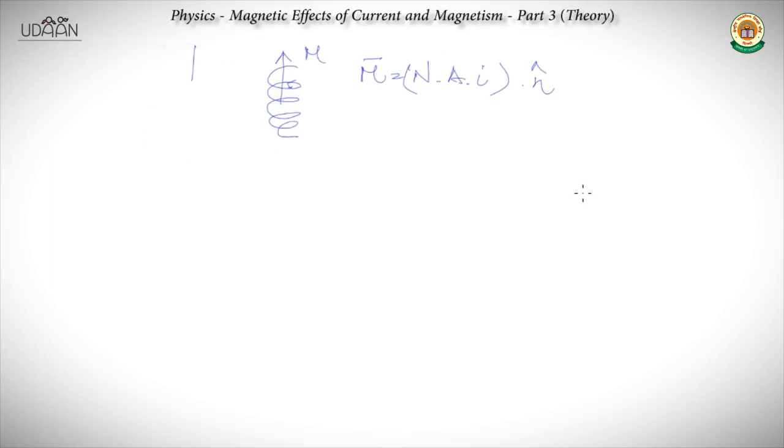Now let's see the torque on a coil or a magnetic loop kept inside a magnetic field. So the torque is defined by the torque vector equals m vector cross B vector. So this is the magnetic moment, cross the B vector, which is the magnetic field. Let's just see it by an example.